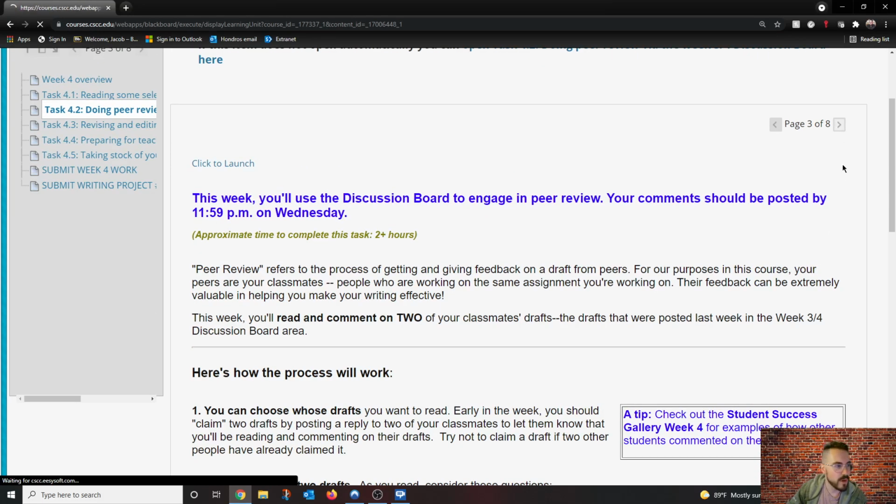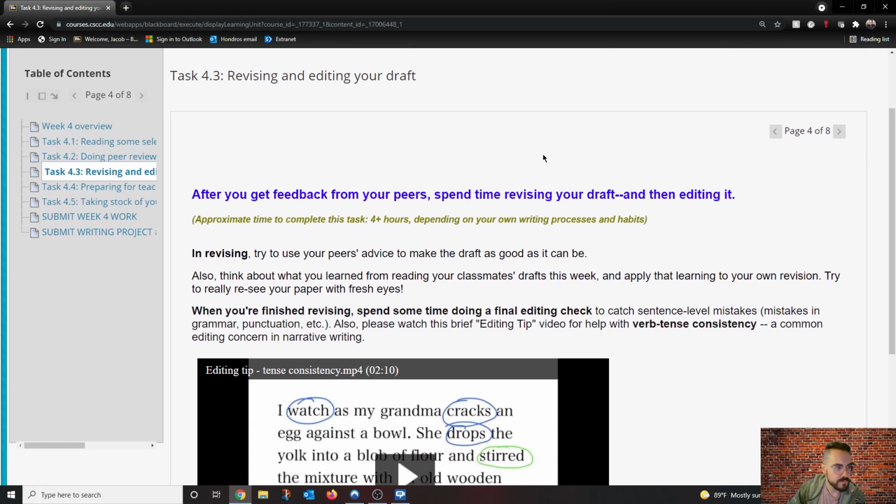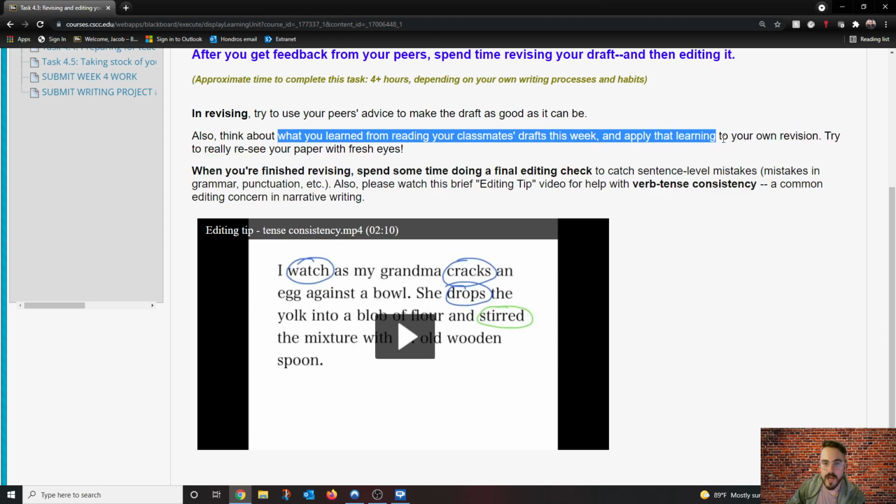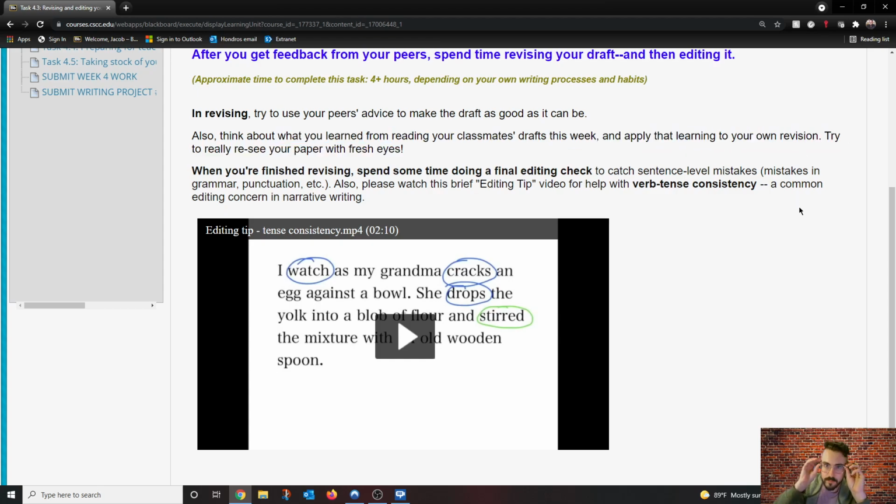So that's what the peer review process is going to look like this week. After you get feedback from your peers, you're going to spend some time revising and editing it. When you revise, try to use your peers' advice to make the draft as good as it can be. Also, think about what you learned from reading your classmates' drafts this week and apply that learning to your own revision. This is a nice thing about peer review. When you peer review, you are giving feedback to your peers. Hopefully, you're also receiving feedback from your peers.